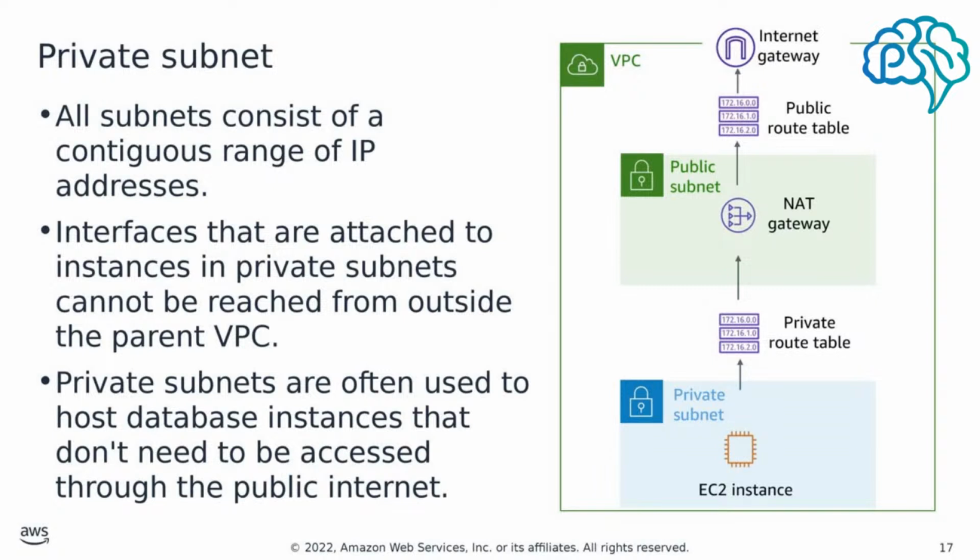Also, if you're using AWS managed NAT gateways, EC2 instances can make outbound requests such as patching, and the response from the external resource would be allowed back in. Also, private subnets are often used to host database instances. The reason for this is that you don't need to access a database through the public internet. Like, there's no good reason to give somebody, let's say, direct SQL access to a database. Also, a NAT gateway must have an elastic IP address that is assigned to it.